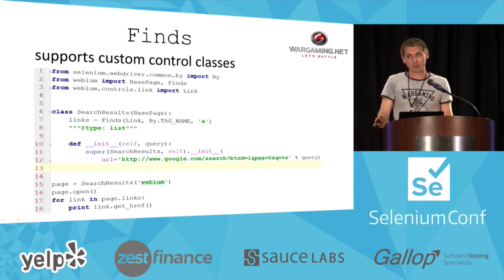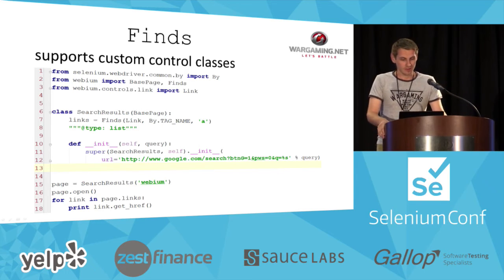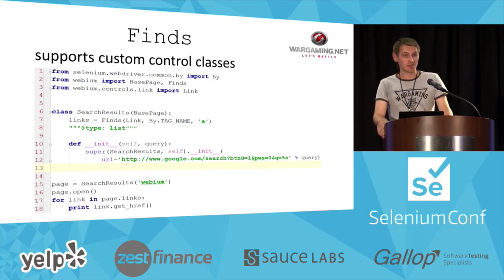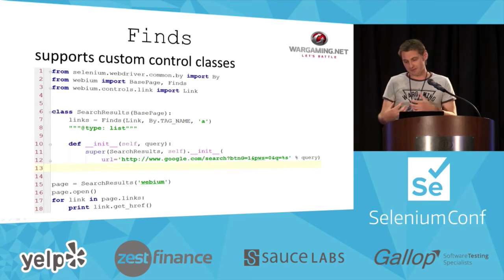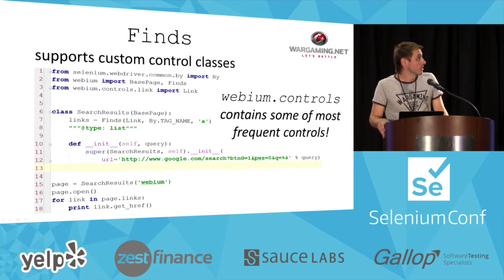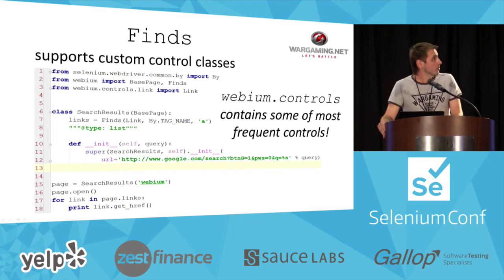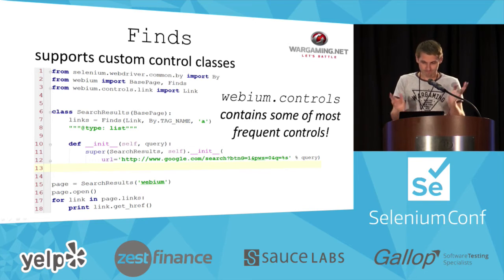So finds also supports various types of custom controls. For instance, instead of list of web elements, we can return list of links that have some extra fields or properties. And by the way, Webium includes some most frequently used controls in the Webium settings module. You can use it.